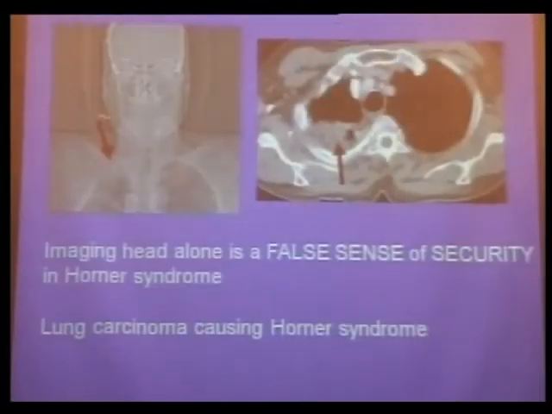So imaging the head is a false sense of security. If you're just doing MR head, you are missing the opportunity to catch the two things that kill people with the Horner syndrome: carotid dissection, which is in the neck, and Pancoast tumor of the apex of the lung. This is lung cancer as well in another patient.